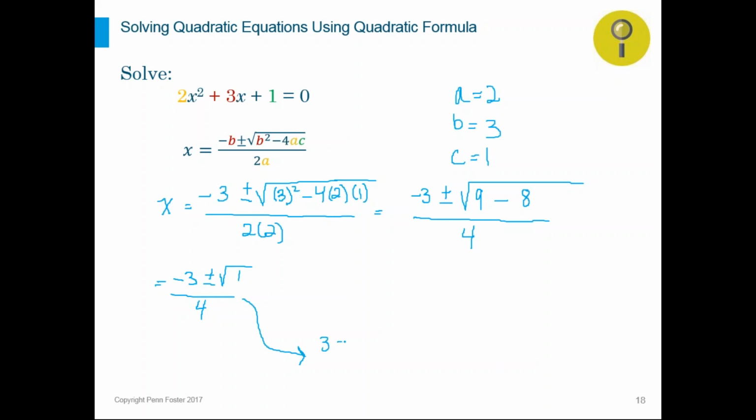Either negative 3 plus the square root of 1, which is 1, over 4, or negative 3 minus 1 over 4. Okay, so negative 3 plus 1 is negative 2. Negative 2 over 4 is negative a half. Half is one of the values of x. Negative 3 minus 1 is negative 4, and negative 4 over 4 is negative 1. Then x also can be negative 1. Then our final answer, x equals negative a half, and x equals negative 1.